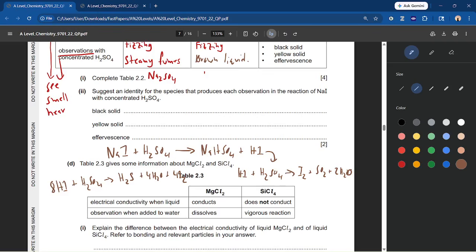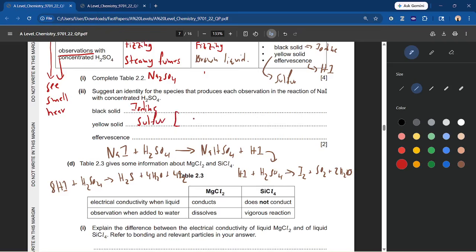There's a lot of reactions basically happening, but all you need to know is that the black solid is your iodine, your yellow solid is sulfur, and the effervescence is hydrogen iodide. So black solid, iodine, yellow solid, sulfur.